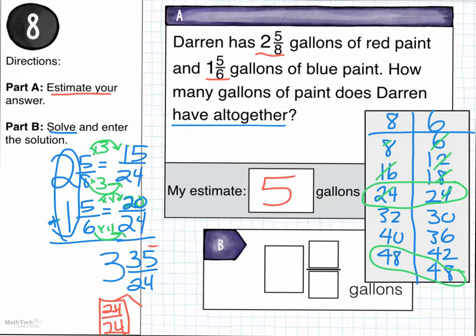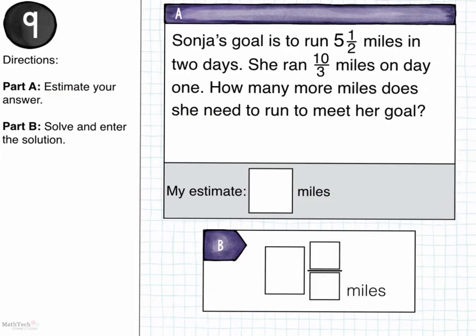And if I took 24 24ths out, there would be 11 24ths left. So I need to combine these. 3 plus 1 is 4, and 11 24ths. Let's check it with our estimate. Yeah, pretty close. Okay.